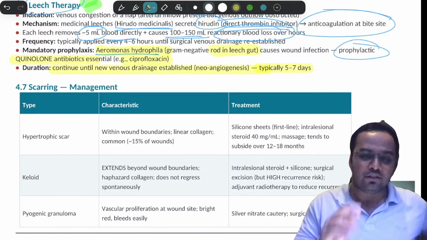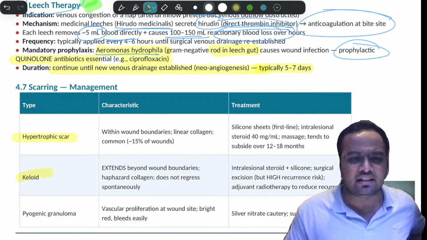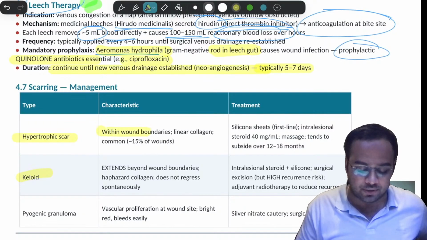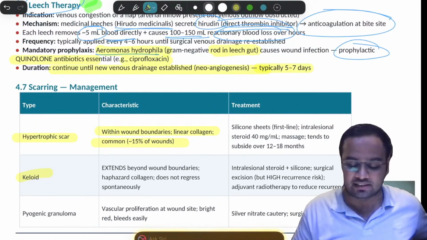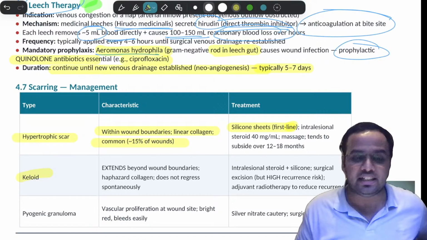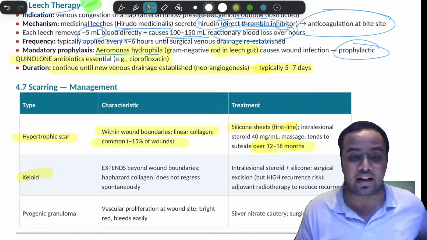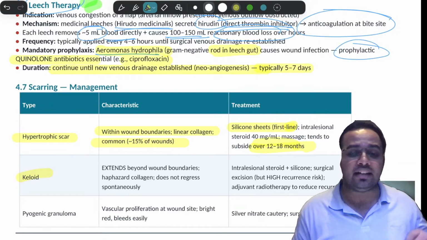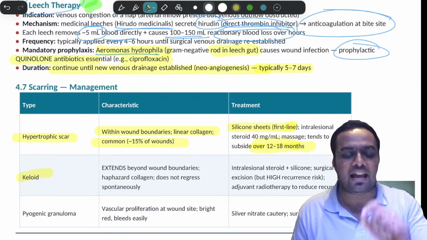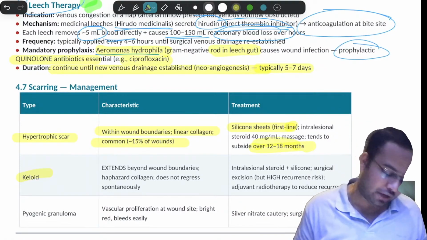Scar management. Coming to scar management, a hypertrophic scar and keloid, we already discussed when we were talking about wound healing. So always remember, the hypertrophic scar is within the wound boundaries and the collagen is always linear, and you don't need to worry about it. The silicone sheets are going to take care of it, and usually it is going to regress over 12 to 18 months. In the wound healing chapter, we saw that the remodeling of the wound takes place for the next 3 to 4 years. So that is the time when the hypertrophic scar can regress. So no need to worry about hypertrophic scar.